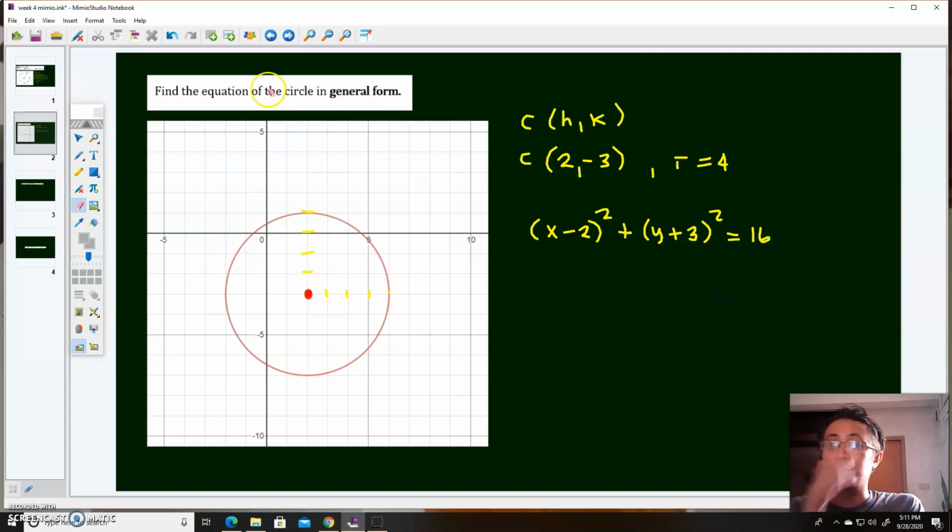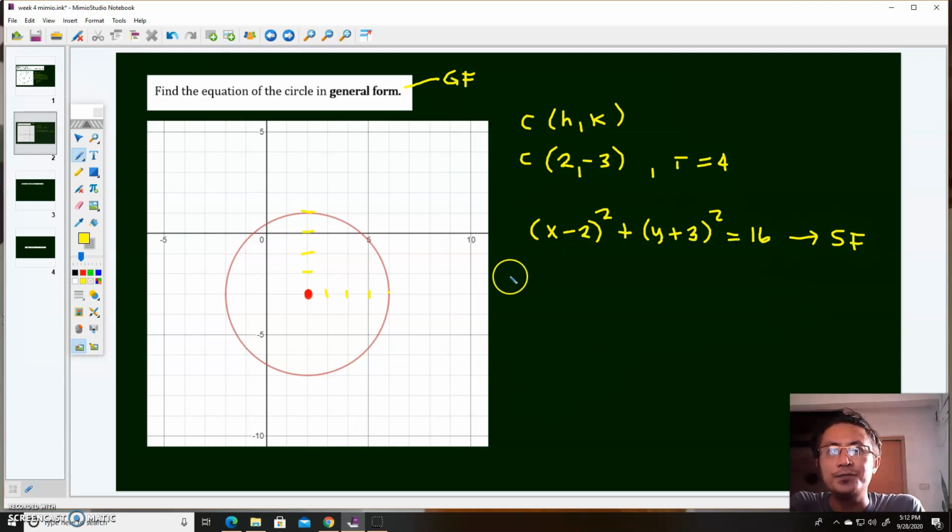Now, let me erase the standard form first. We are asked the general form. What we have is the standard form. We are asked the general form, or simply abbreviated GF. It simply is just like the general form of the equation of the line. All the terms should be in the left side, and the right side is 0.